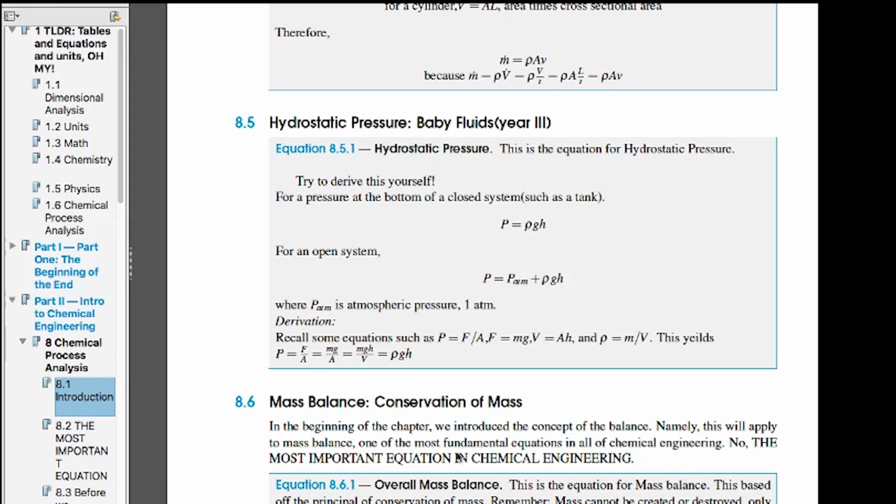For chemical process analysis. In the next video, we're going to do some hydrostatic pressure. Maybe we'll do some problems. If not, we're going to go to mass balance.